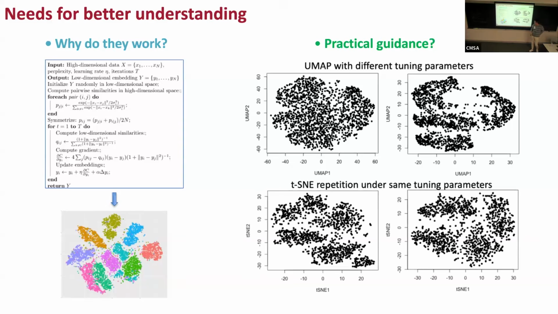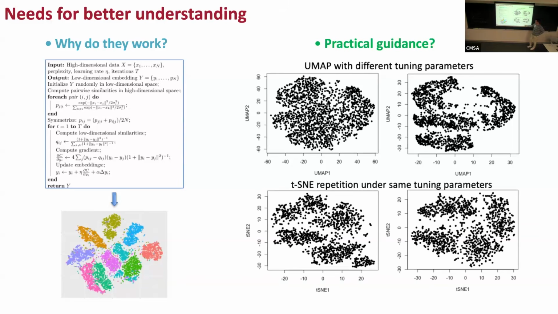The situation is even worse for t-SNE. As we will explain shortly, t-SNE is a randomized algorithm. If you apply the algorithm to the same data set under the same hyperparameters, you may still have a very different outcome.